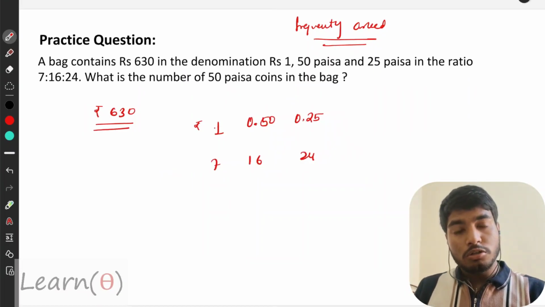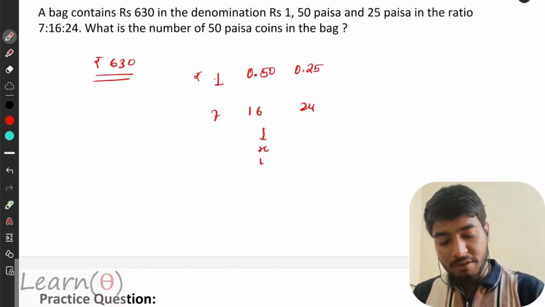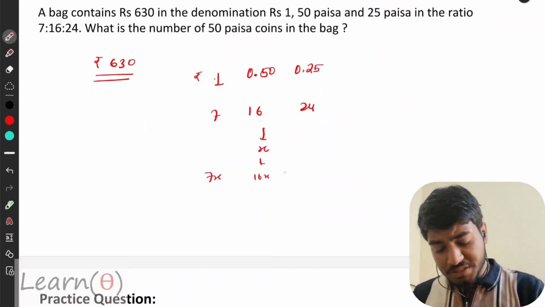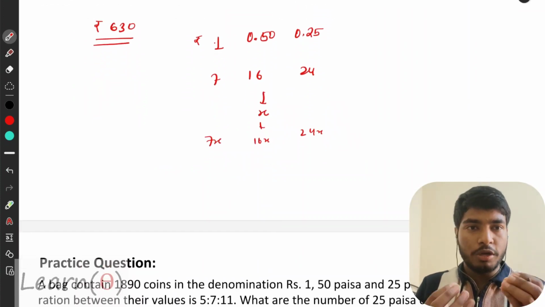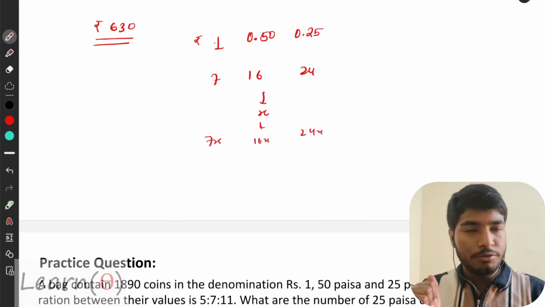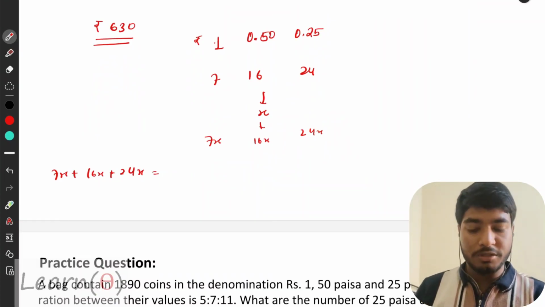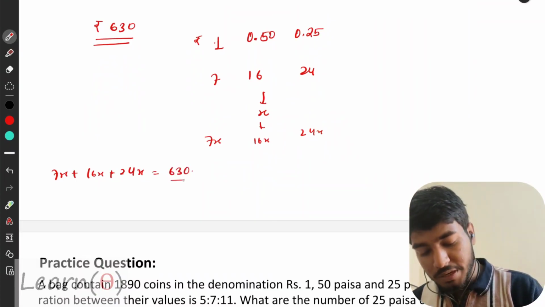So what is the total number of coins? These are in a ratio, so I will have to take a common x and multiply. So I have 7x 1 rupee coins, 16x 50 paise coins, and 24x 25 paise coins. The total value of all this should be equal to 630 rupees, right? Therefore, I will write 7x plus 16x plus 24x must be equal to how much? This is equal to 630.